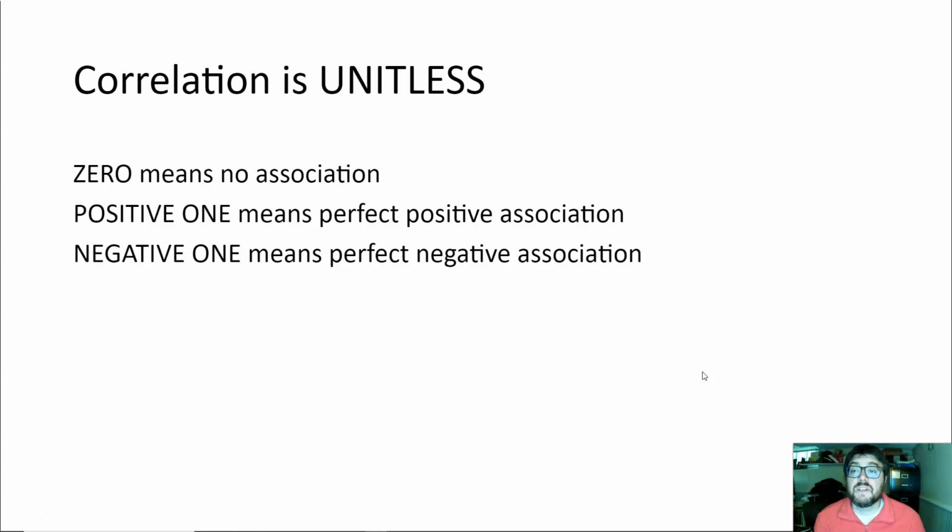Finally, correlation is unitless. What that means, it's like a percentage, right? Percentages have no units, so if you say there's a 50% increase, that could be talking about anything. So same with a correlation. A 0 means there's no association between the two variables. Positive 1 means a perfect positive association, so when x goes up, y goes up by a predictable amount. And negative 1 means a perfect negative association. For every bit that x goes down below the mean, y goes down by a predictable amount.